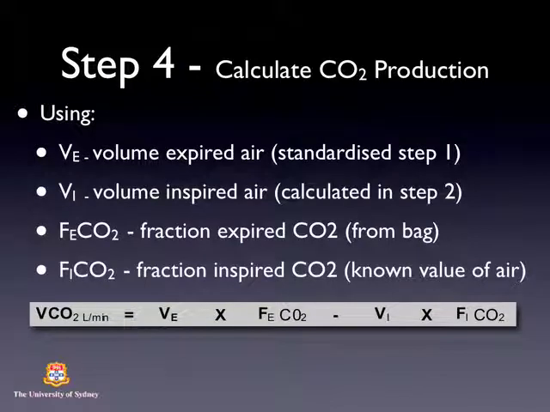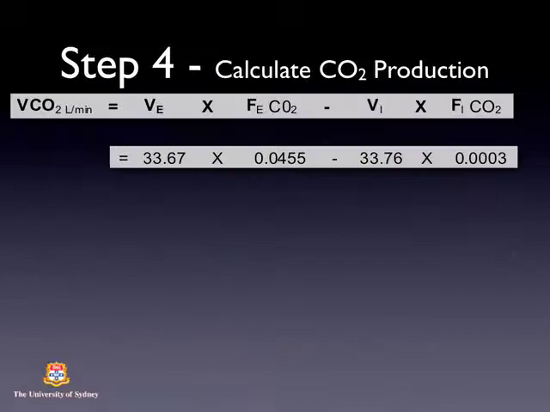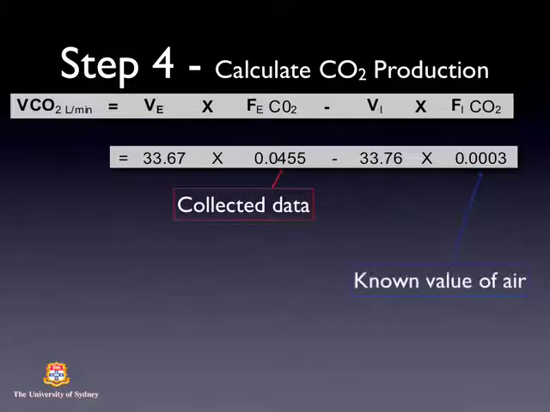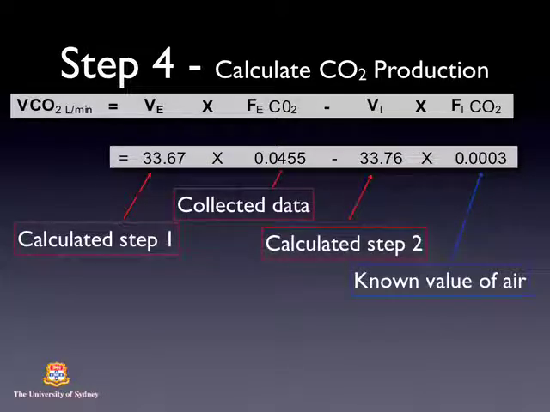Step 4 is much like step 3, except this time we're using fractions of carbon dioxide and we're taking away the amount we inspired from what we expired, because we always expire more CO2 than we inspire. Enter our data in like such, our collected CO2, our known value of air, 0.03% carbon dioxide, our VE we calculated in step 1, and our volume inspired that we calculated in step 2, and you should get a VCO2 of 1.52. 1.52 litres of CO2 were produced in that minute.